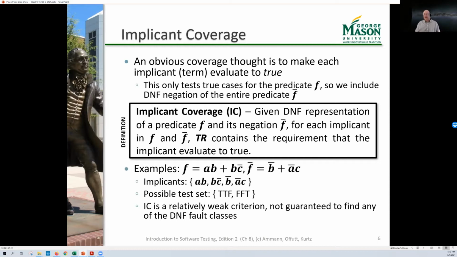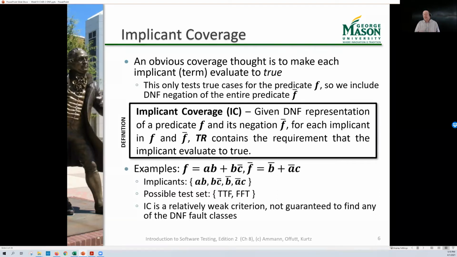So when we think about our DNF representation, what kind of coverage criteria can we have for this? One criterion that kind of comes to mind immediately is, okay, so if I've got a predicate that's made up of these implicants or terms, then maybe I should have test criteria to make each implicant evaluate to true. Of course, because if any implicant evaluates to true, then the predicate evaluates to true.